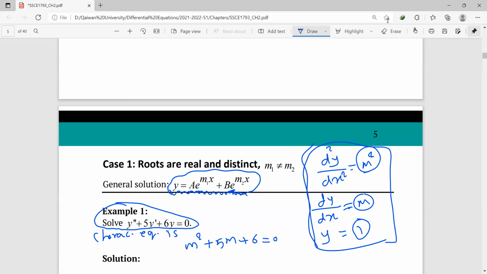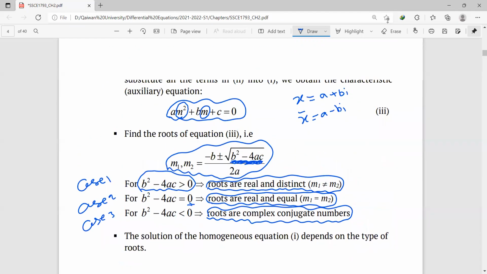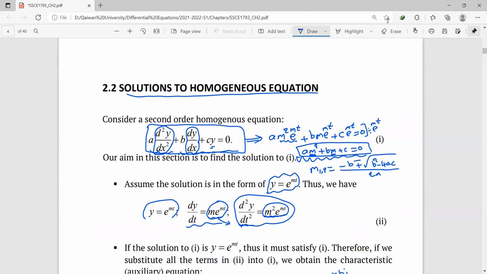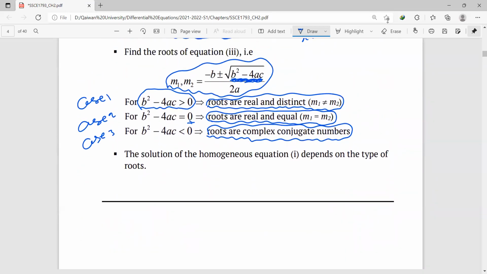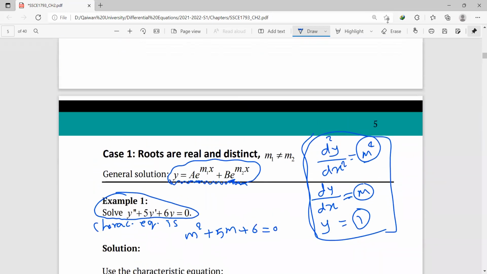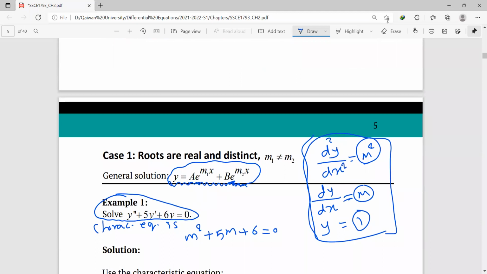Now solve this. If you can factorize it, do it. It's easier and it's faster. If not, you can use the quadratic formula, I mean the root formula. If you couldn't factorize it, you can use that rule. Here, it's easy to factorize.